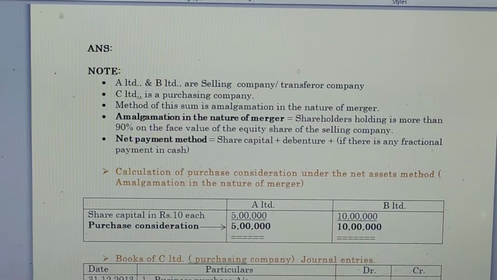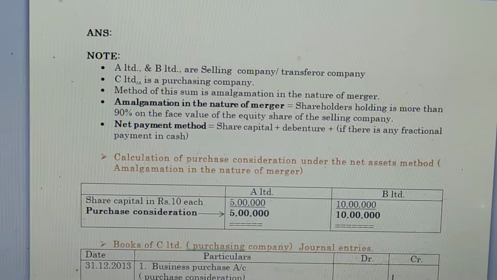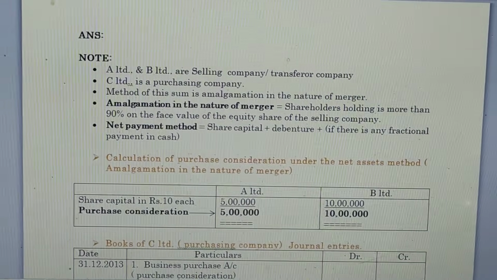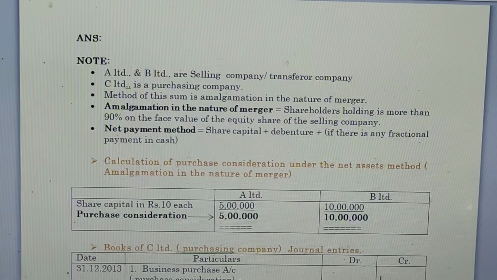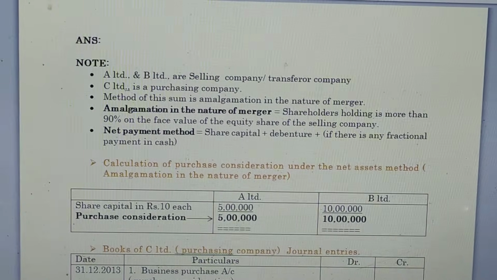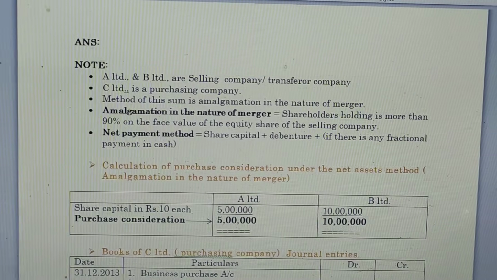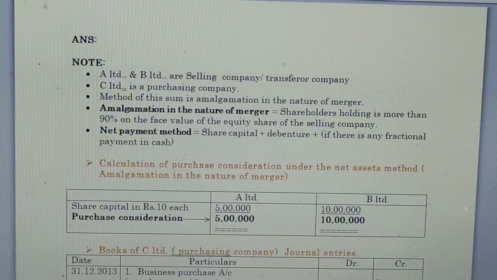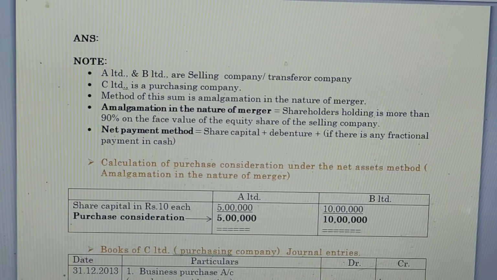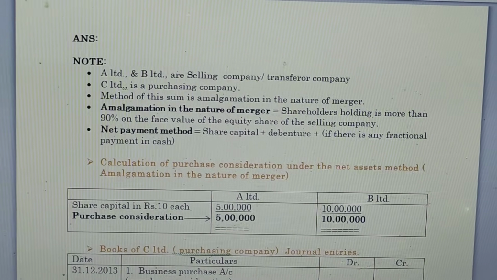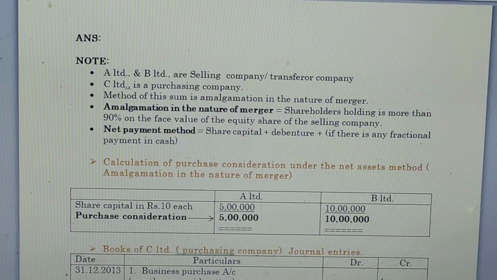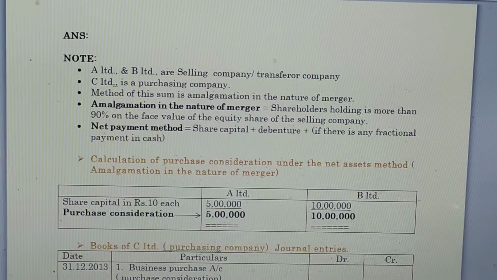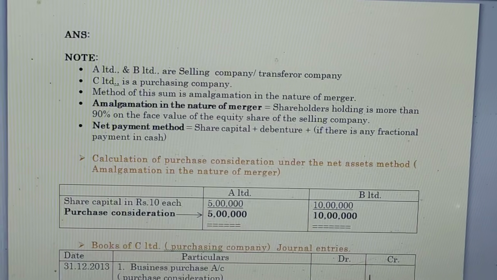Before calculating the purchase consideration and the balance sheet of the purchasing company, we should know these notes. The first one is A Limited and B Limited are the selling companies or transferor companies. C Limited is the purchasing company. The method here is amalgamation in the nature of merger. Amalgamation in the nature of merger means shareholders holding is more than 90% of the face value of the equity shares of the selling company. And the net payment method equals share capital plus debentures plus any fractional payment in cash.